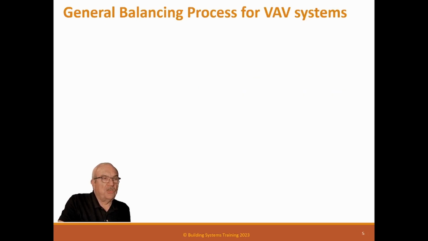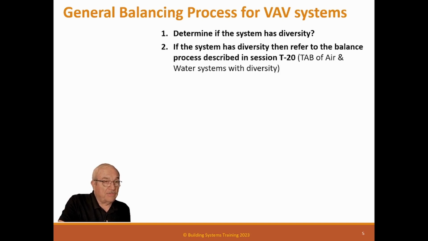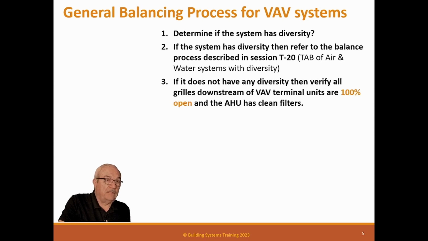So here's the general balancing process for VAV systems, regardless of what kind of system it is. This is the basic process, and then we'll get into the details. Determine if it has diversity. If the system has diversity, then refer to the balance process described in T-20, the TAB of air and water system diversity. That explains it in big detail.